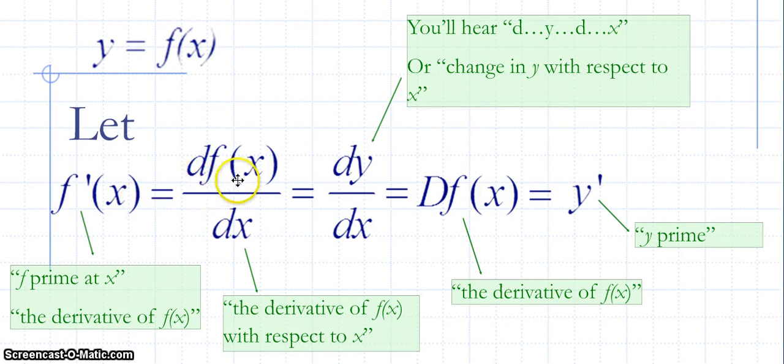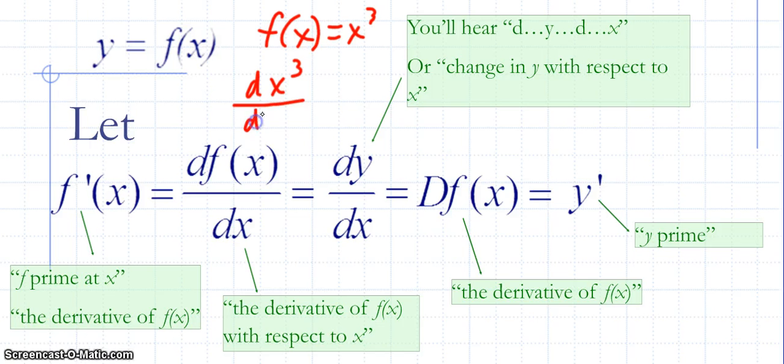We could have this notation, d f of x over dx, where f of x could be some function. For instance, if f of x was x cubed, then we could say d x cubed over dx. And what that's saying is take the derivative of x cubed with respect to x.